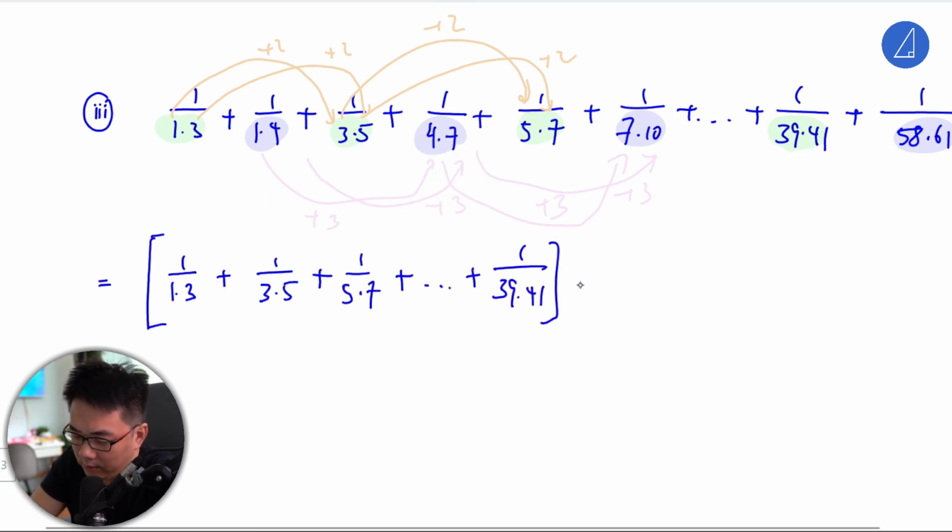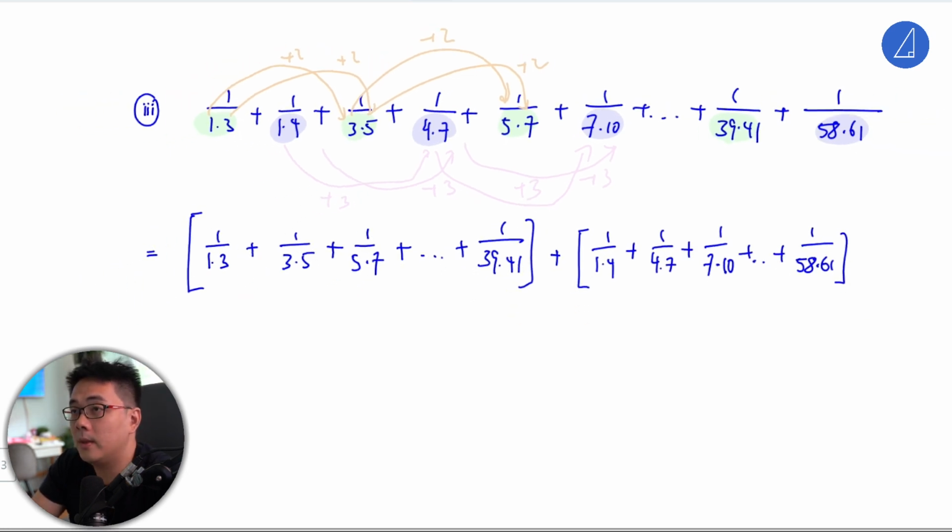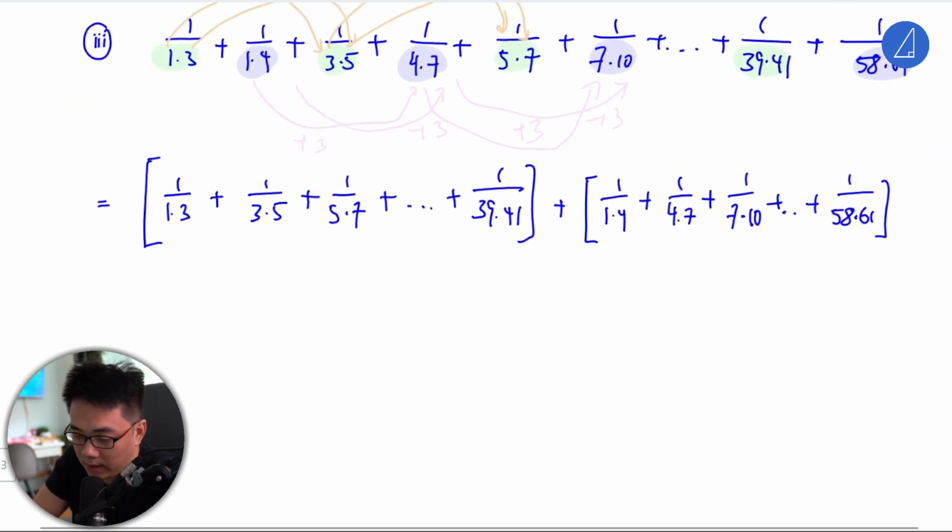Then after which you have the other one, which is the blue one, which is 1.4 plus 4.7 plus 7.10, plus 58 to 61. Okay, there you go. Now, how do we do that? So we need to write the series down.